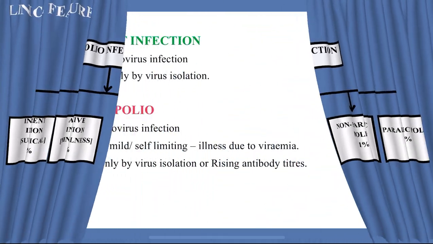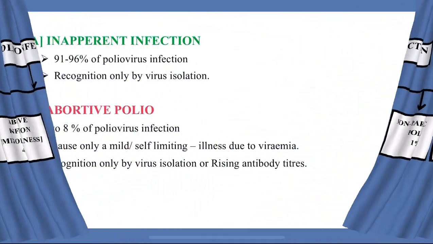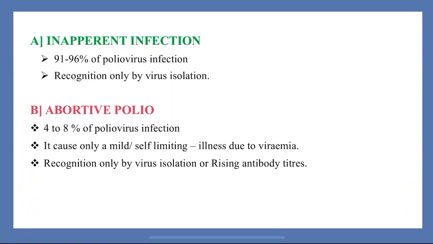So let us discuss in detail each of these clinical features. The first one was inapparent infection, where there is no presenting symptom. The patient has no presenting symptom and the recognition is only by virus isolation or the rising antibody titre. Then comes abortive polio, which is the minor illness which occurs in 4 to 8% of the infections. It causes only a mild or self-limiting illness due to viremia.